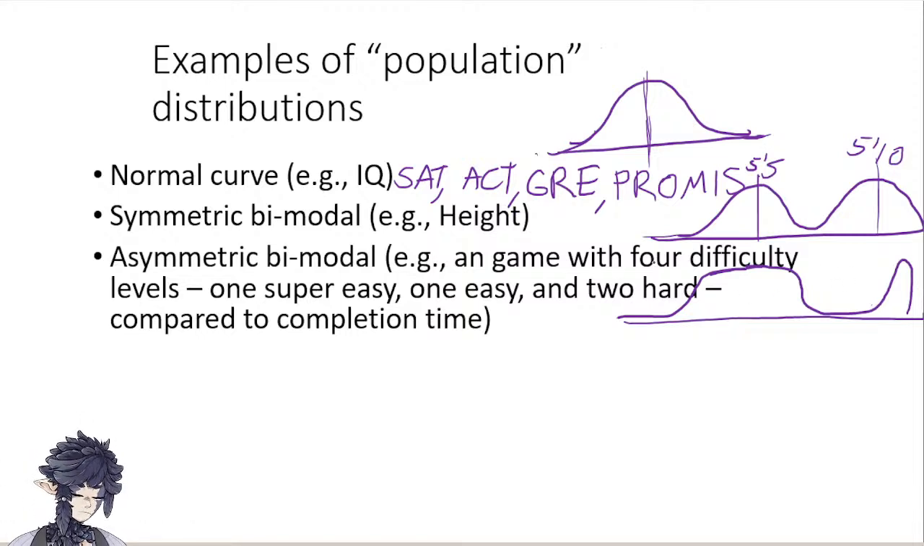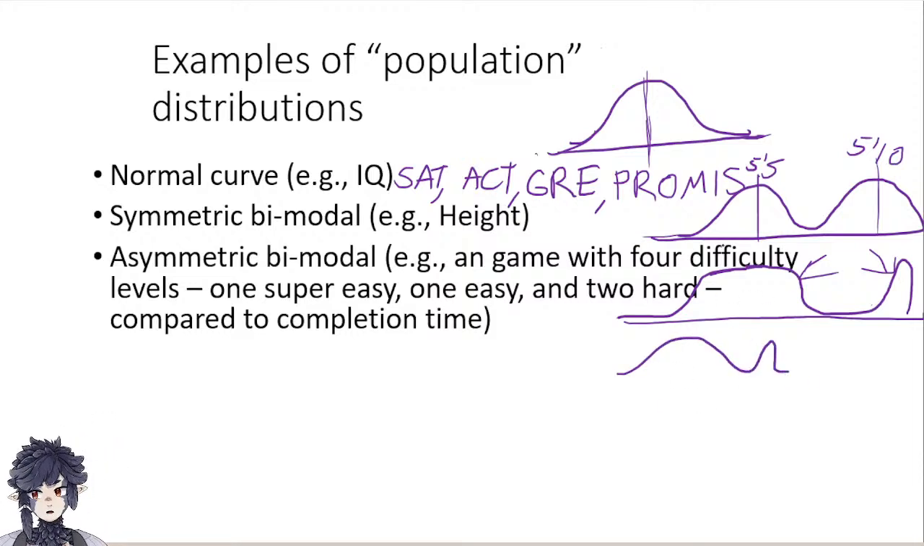So you have a lot of completion times over here, a lot over here, but this hump is wider than this one. So it's not a symmetrical distribution. One of the bumps is wider and one of them is narrower, but you still do have 2 modes. You have 2 high points on that distribution.